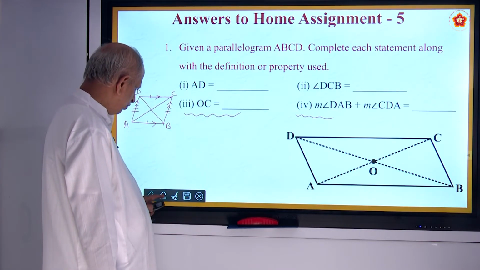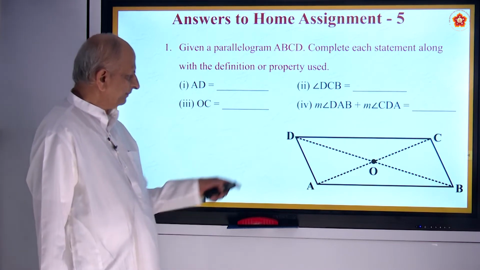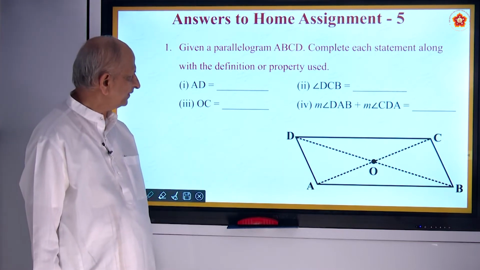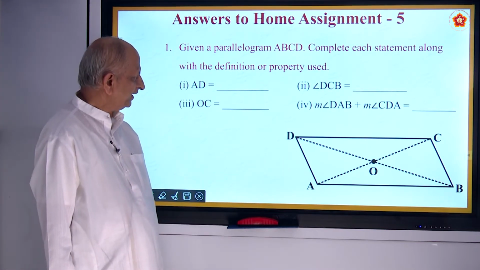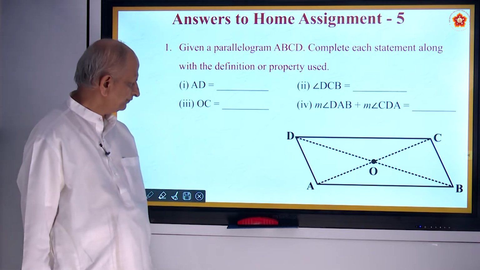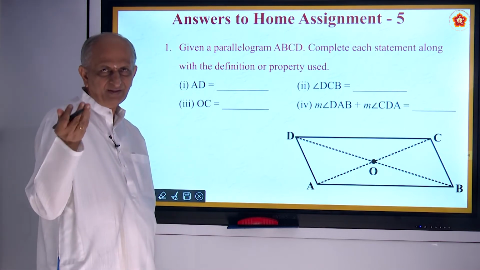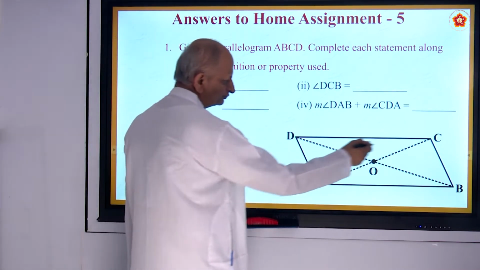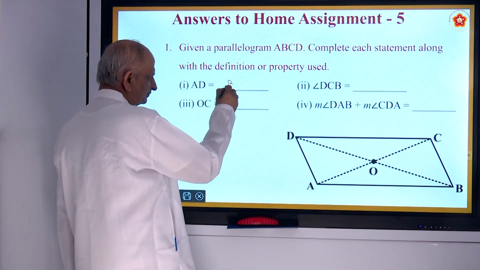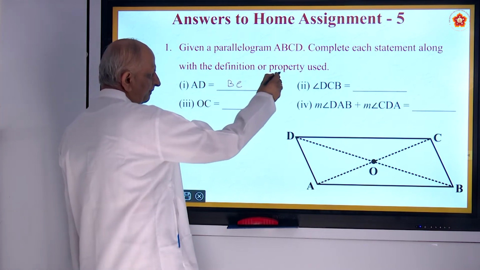Now we will come to the home assignments. Given a parallelogram ABCD, so here is a parallelogram called ABCD, correct. Complete each statement along with the definition or property used. So AD, come on, anybody? What is AD equal to? AD is equal to BC, and they are asking for the definition or property used.